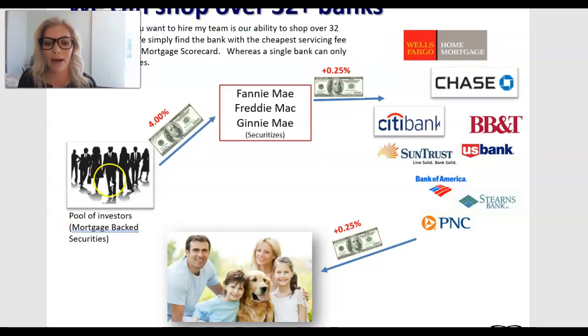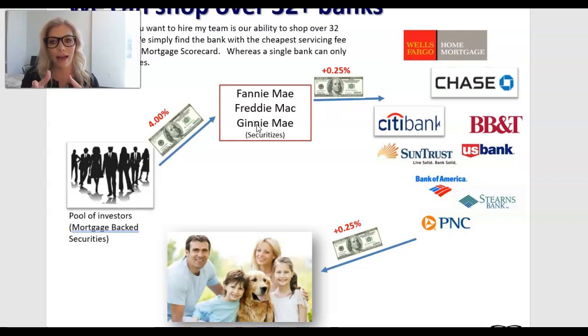Well, there is a pool of investors, a bunch of humans who get together and buy what are called mortgage-backed securities or mortgage bonds. So let's say you and 10 of your friends get together, you all take $100 and put it in this jar, and you say, okay, I want to buy mortgage bonds. You're going to buy those bonds, or that jar of jelly beans, which are the mortgages, from Fannie Mae, Freddie Mac, or Ginnie Mae. And let's say Fannie Mae is going to give you a 4% rate of return on your jar. Well, then what do Fannie and Freddie do?